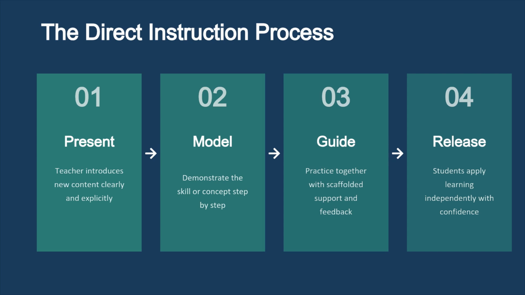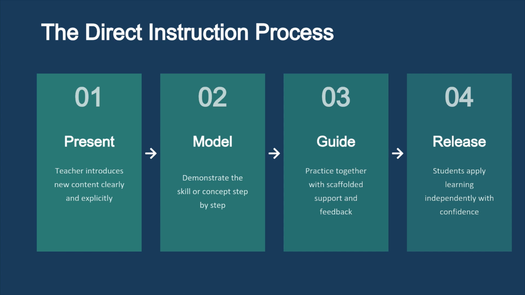Step 1, present. You introduce the new content clearly. Say you're teaching the water cycle, you'd explain evaporation, condensation, and precipitation with clear definitions. Step 2, model. You demonstrate the skill. For the water cycle, you might draw and label a diagram on the board while thinking aloud. Step 3, guide. You practice together with students.